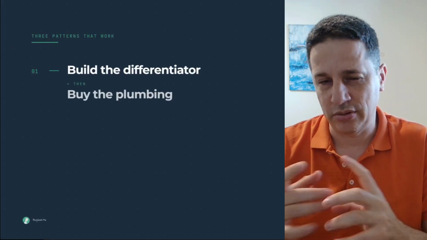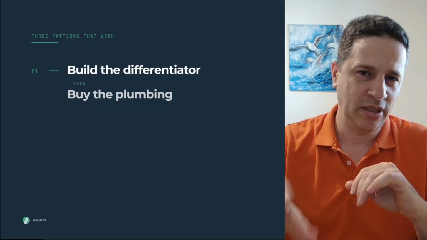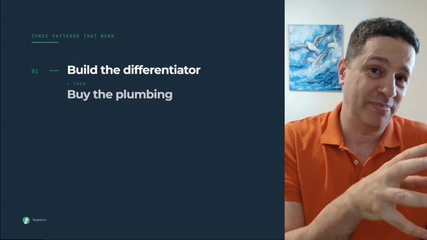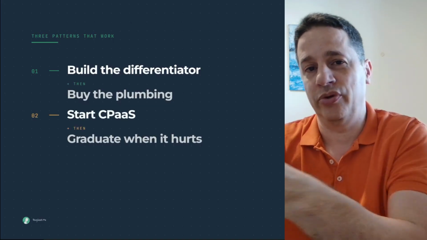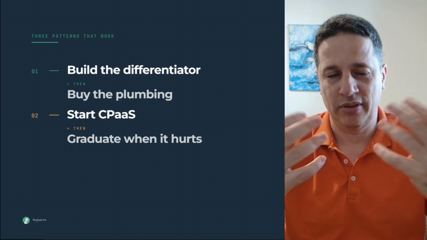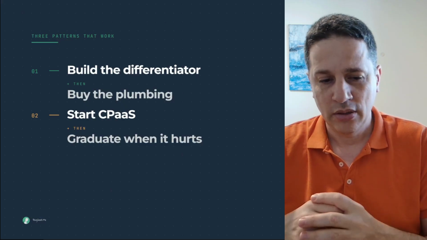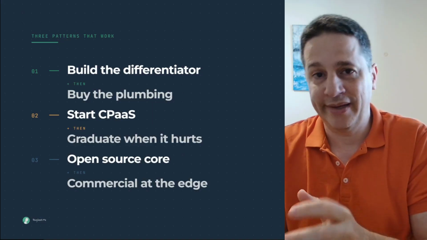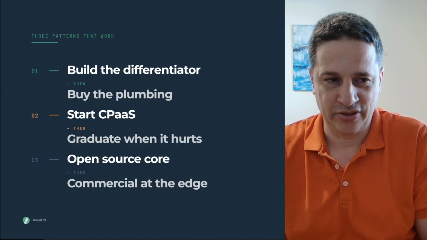So, 3 patterns. The first one was differentiator. You do, I buy the plumbing, which is the WebRTC infrastructure part. You can start with CPaaS and then graduate components to your own application. So start by having everything outsourced and then bringing things in as you grow. Or open source some parts and use commercial in other parts, like TURN servers as a managed service.